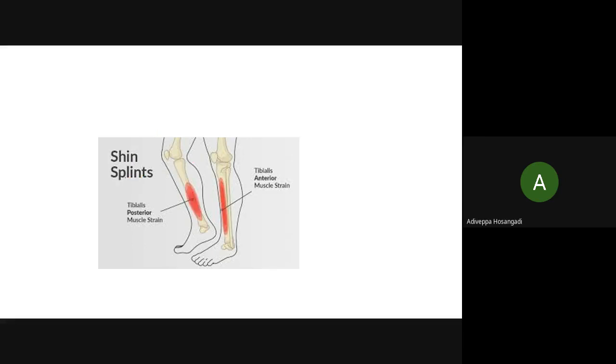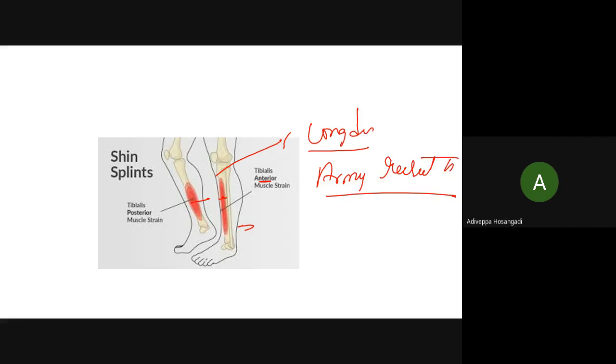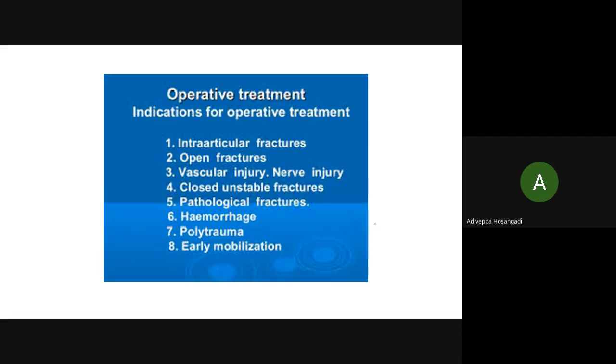Okay, so shin splints means basically pain in the anterior part of the leg. It can be anterior or it can be posterior, especially seen in people who are doing long distance running, marathoners, or army recruits who are still finding it difficult to adjust. So pain in the leg after long distance running is called shin splint. It is usually because of some minor fractures which are not detected on the X-ray.